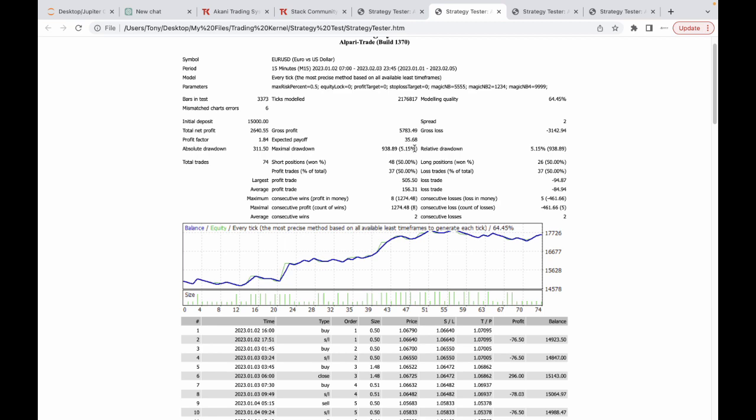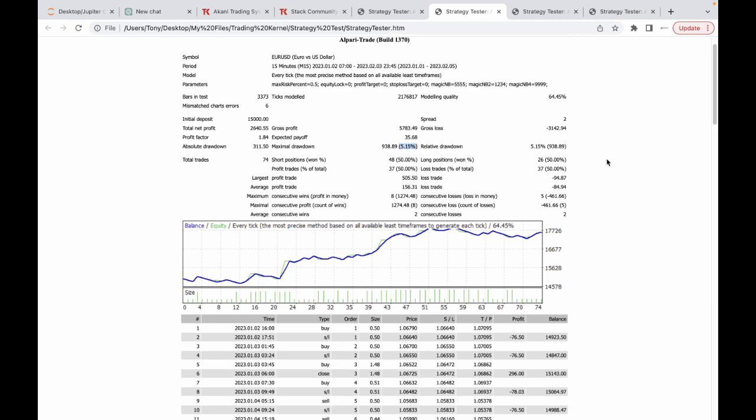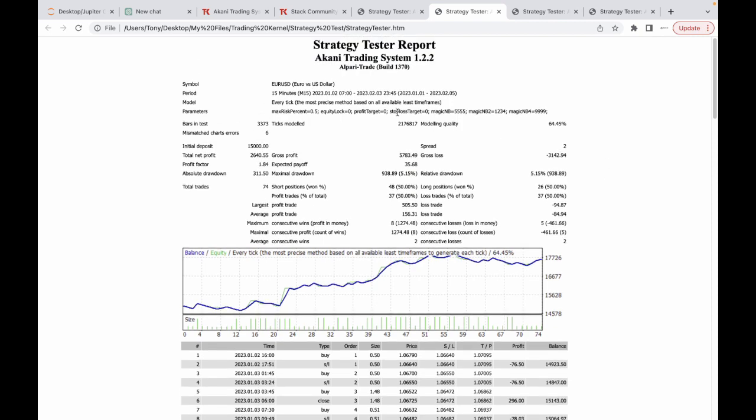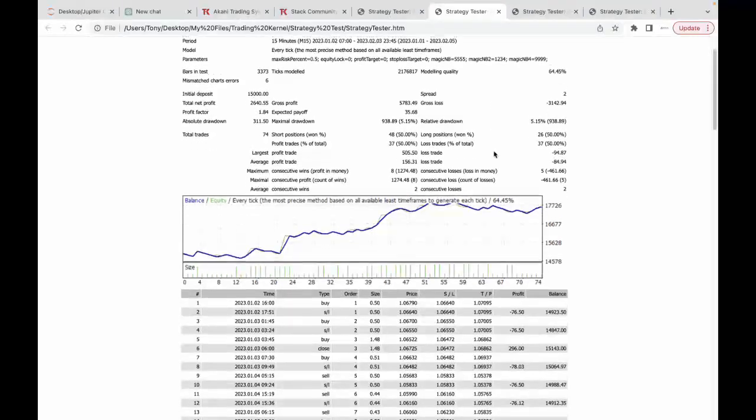We also had a drawdown of 5.15%. This means that if we had used this result on an FTMO demo account, of course, we would have passed that challenge in the period of January to February, right? So as you can see that there. So guys, these are the most recent results.